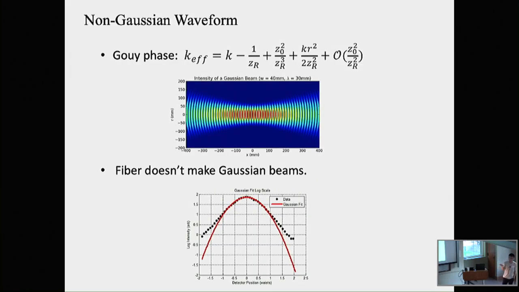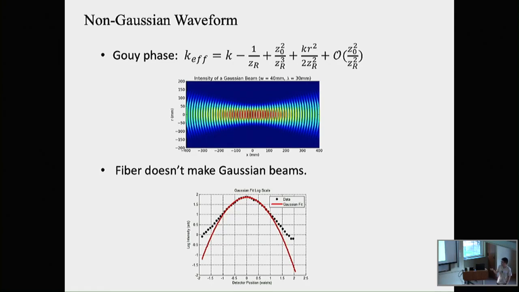The first thing I want to talk about is the non-Gaussian waveform. We know that the wavefront of a Gaussian beam has some curvature, so the wave vectors at different places are slightly different. We need to correct for that systematic effect in our experiment. And what's worse, usually a Gaussian beam in a lab comes from a fiber, and those fibers have a step-index profile, like a refractive index. That means the real waveform is only Gaussian near the center of the beam.